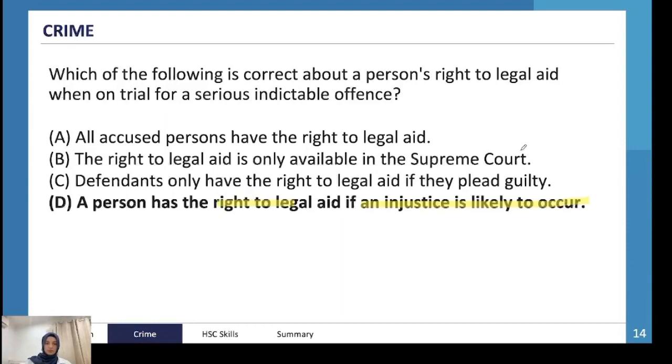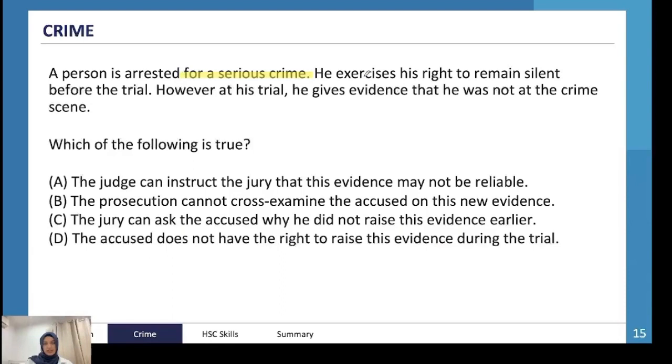Next question. A person is arrested for a serious crime. He exercises his right to remain silent before the trial. However, at his trial, he gives evidence that he was not at the crime scene. Which of the following is true?